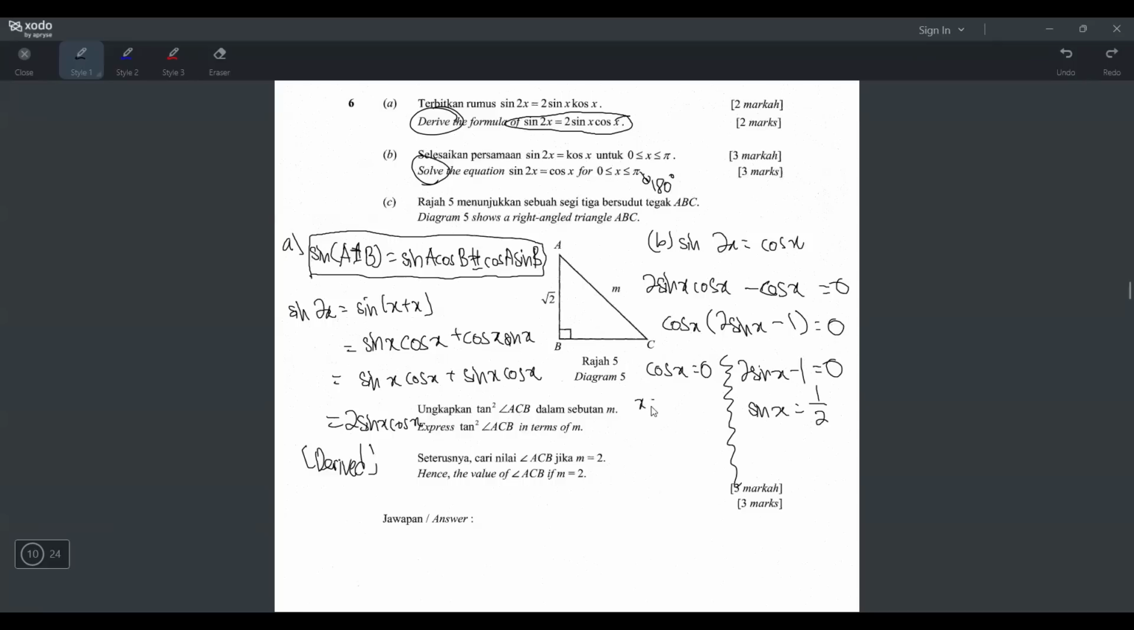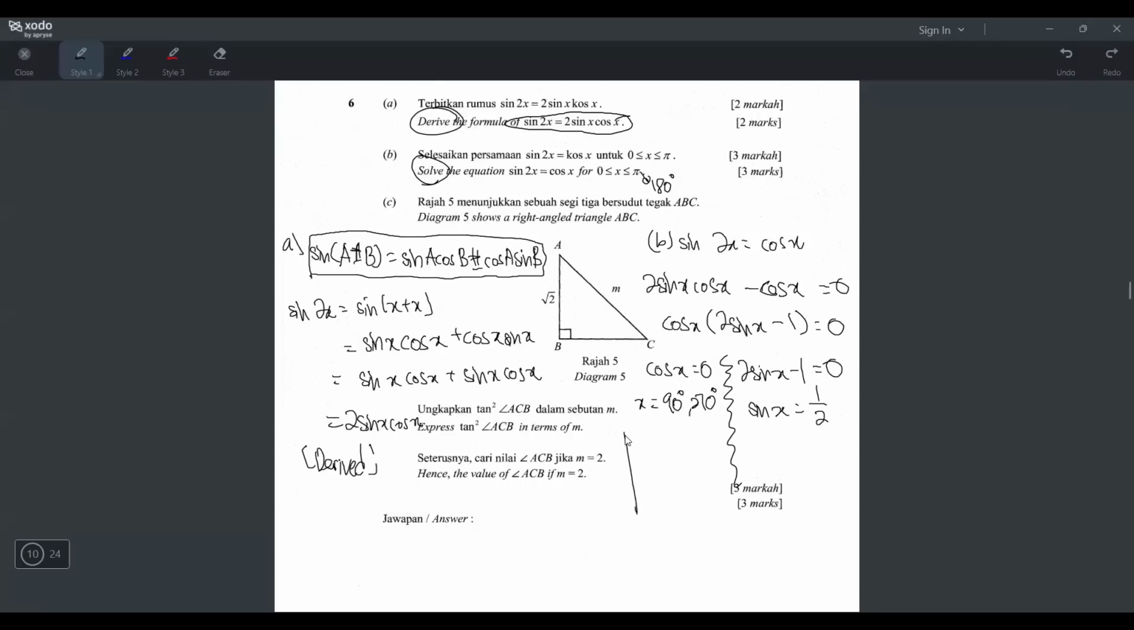Okay, let's talk about this one first. Cos x equals 0, the answer is what? 90 degrees and 270 degrees. If you want me to explain, actually there's nothing to explain. You just have to memorize the special cases. And there are 7 special cases: when sine answer is 0, 1, negative 1, when cos answer is 0, 1, negative 1, and when tangent answer is 0. All these 7 special cases, you have to memorize the answers. And for cos x equals 0, the answer is 90 and 270.